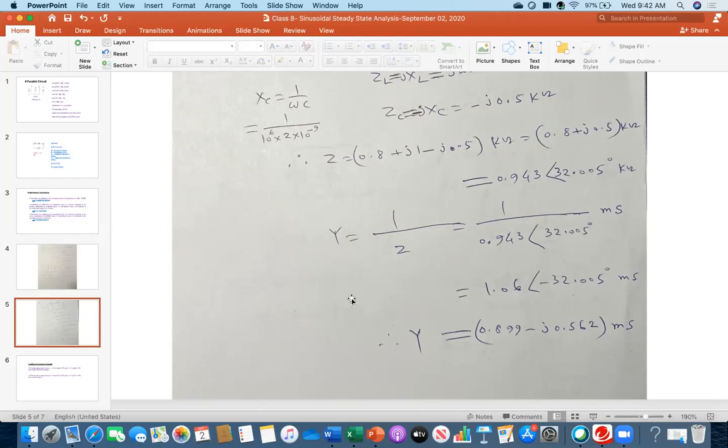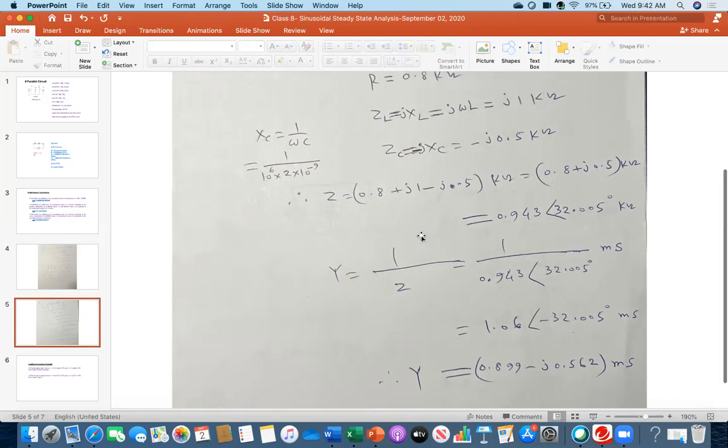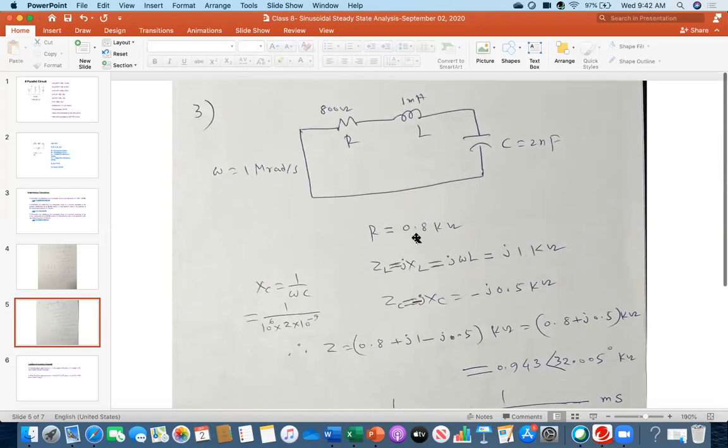Everybody, once again, all may not be prepared with the calculator, but after the class, please make sure you all understand all the problems that I am discussing in the class. That will really help you solve the homework problems, midterm exam, final exams, and any time.